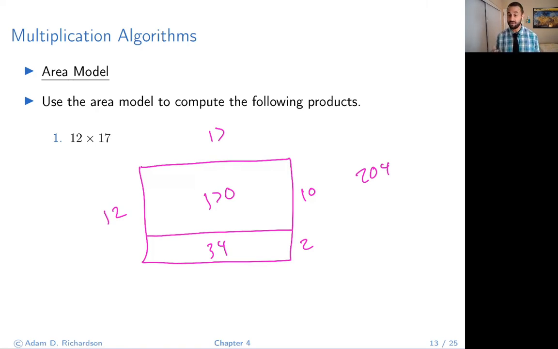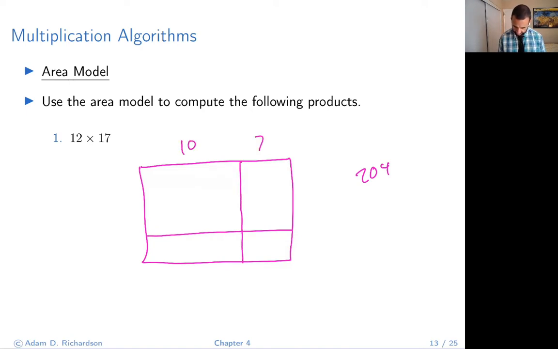But let's see, maybe that's too difficult, right? I know this is actually tricky. What's 2 times 17? It's not as easy as it might seem. So maybe instead of breaking it up like that, we should have broken it up a little more. Let's break it up a little more: 10, 7, 10, 2. Now let's try that. Maybe it'll be easier to compute.